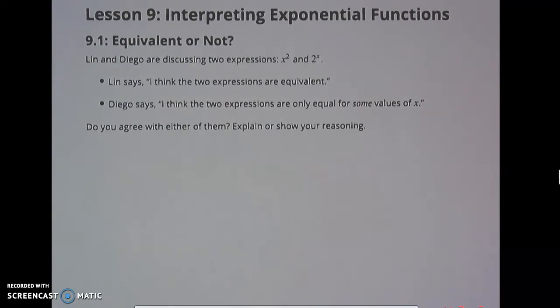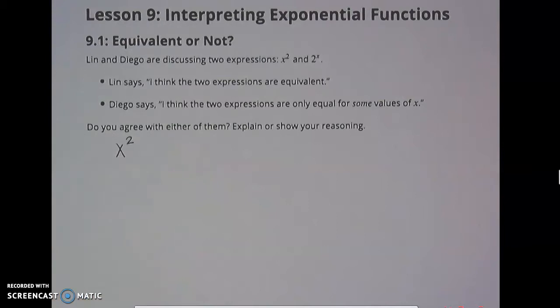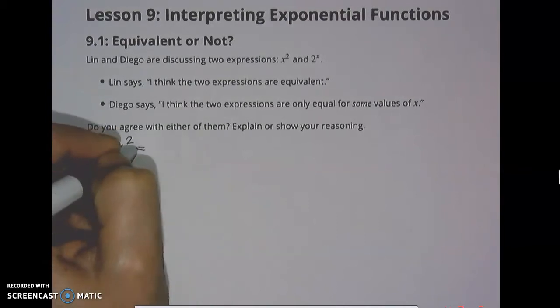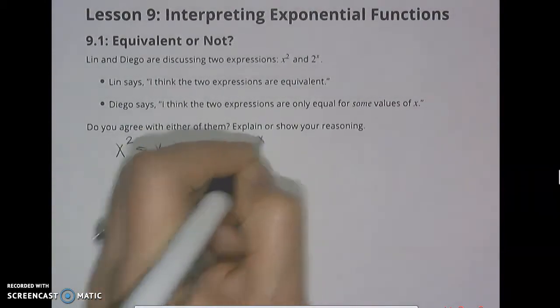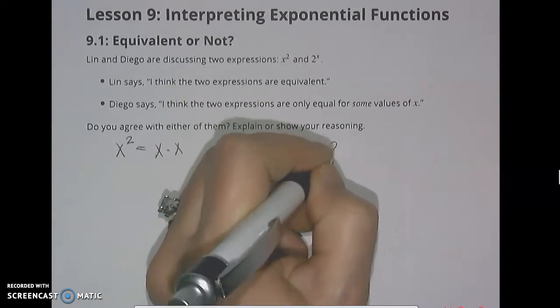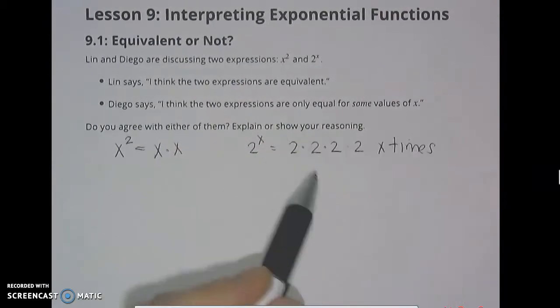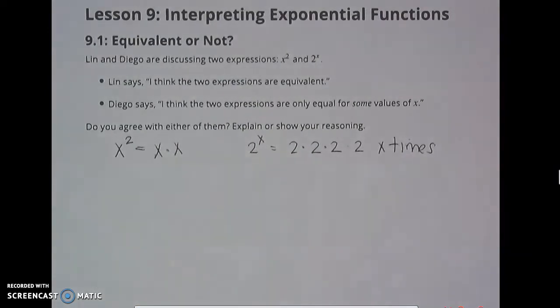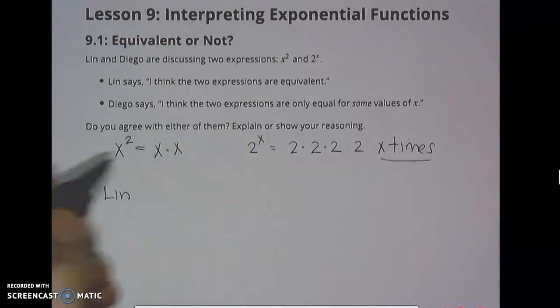So it could be the case that they're both correct, one's correct, or neither is correct, and we have to talk about that. So what does x squared actually mean? Well, x squared is the same thing as x times x. What does 2 to the x actually mean? That means that we're going to take 2 and multiply it by itself x times. So it's not necessarily just 4, but if x was 4, that would be 4 times. Okay, so it's x times. So let's look at their work for specific cases to try and disprove their information.